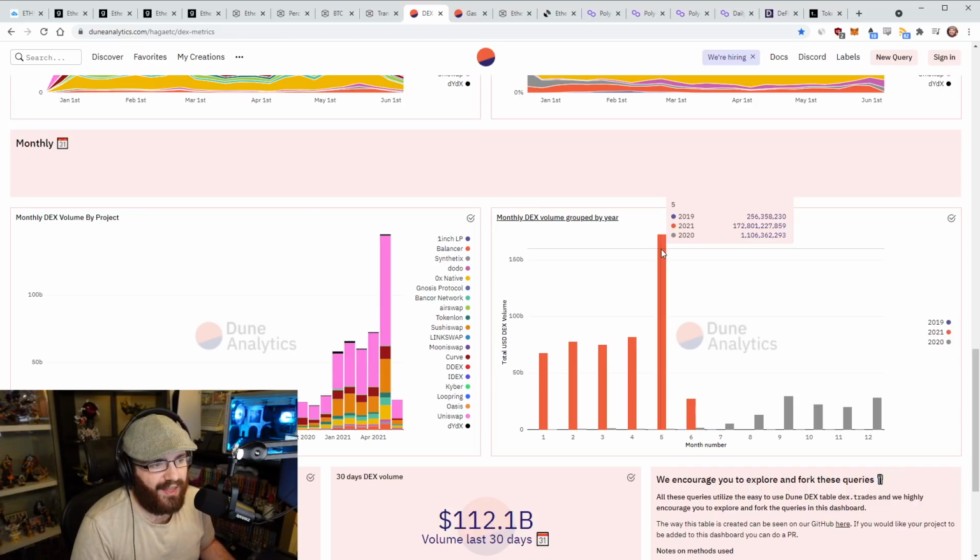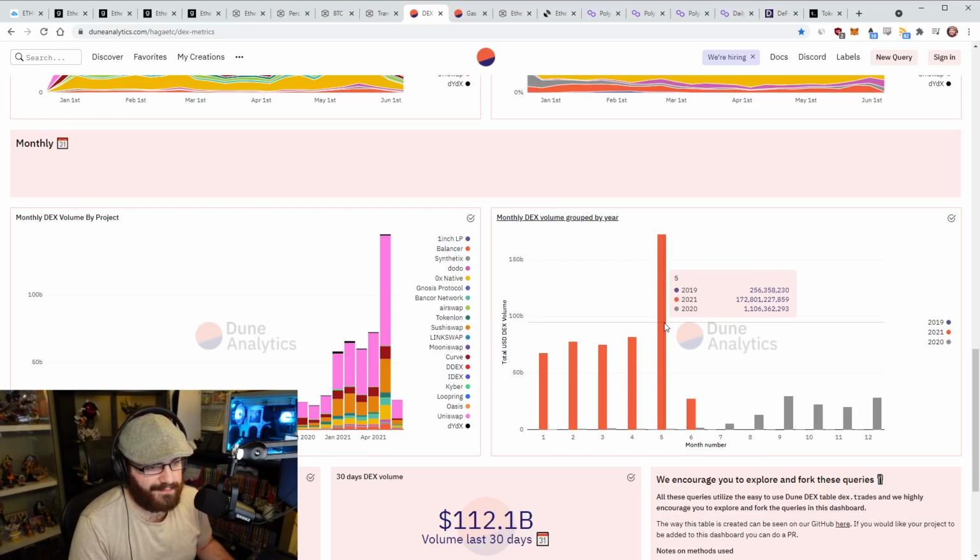You can see here that May was basically the highest volume on dexes ever. It was $172 billion worth of volume on dexes just in the month of May alone. In April, that was only 82 billion, so more than double. And if you compare it to the previous year, there was only $1 billion done in May 2020, so we had a 172x increase there.